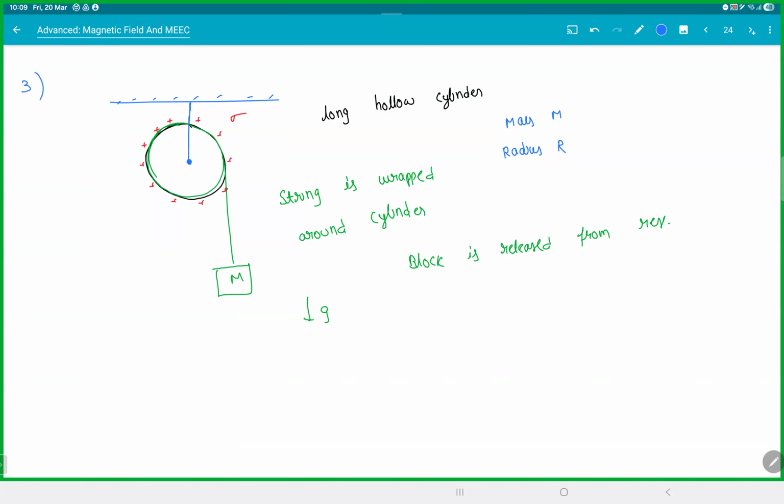Let me ask you a few questions. As the block comes down, the cylinder rotates. Agreed? The cylinder has charge. So if a charge rotates in a circle, it behaves like a current loop. Current loops generate a magnetic field. Okay? Now find out what is the direction of the magnetic field. And now if you have a magnetic field and if you have a charge, there will be a force. Just try to find the direction of it.